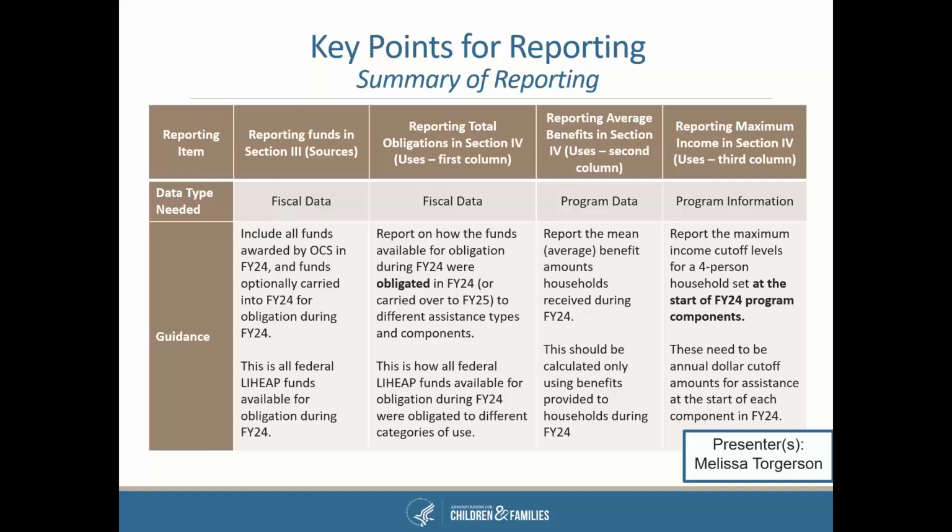I'm not going to read through this chart because we're getting short on time, but I want you all to see that this is a useful document that you can keep next to you as you're doing this report. It really explains how different pieces of data, both fiscal and program data, as well as program information like maximum benefit amount, are pulled together to put together this report. I'd encourage you to take a look at it. It's a nice summary of the pieces of information you're going to need and how it's all recorded in order to complete and submit this report.